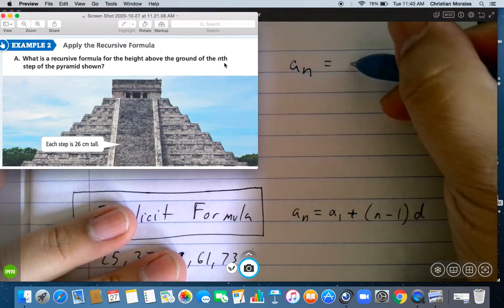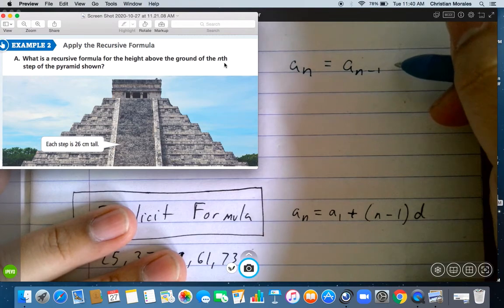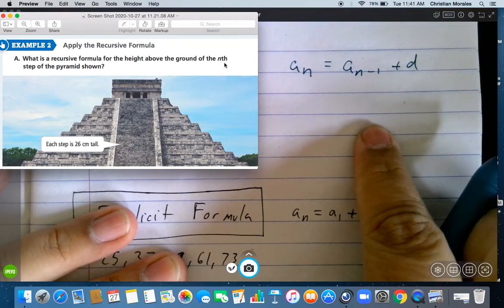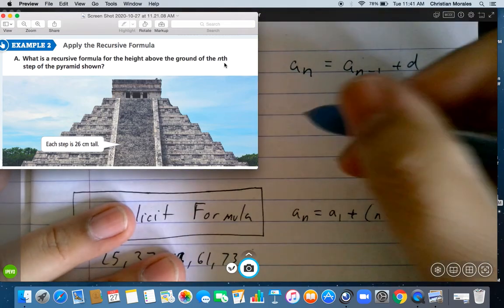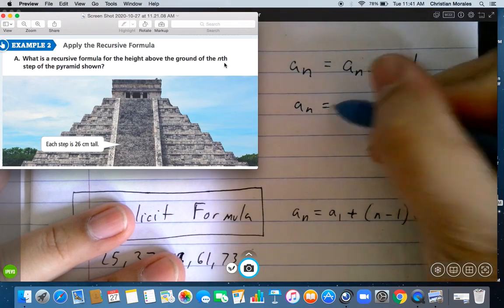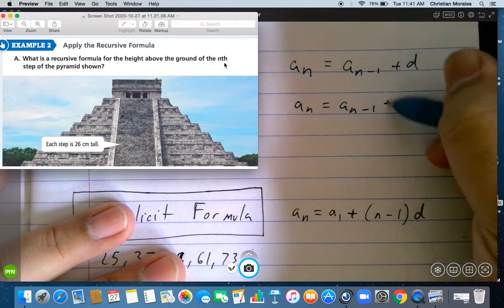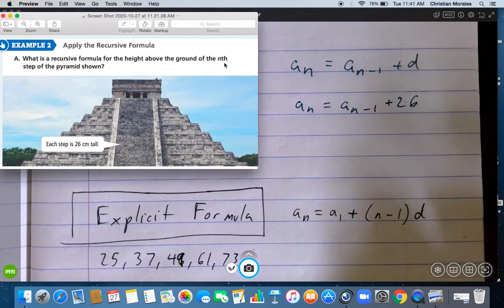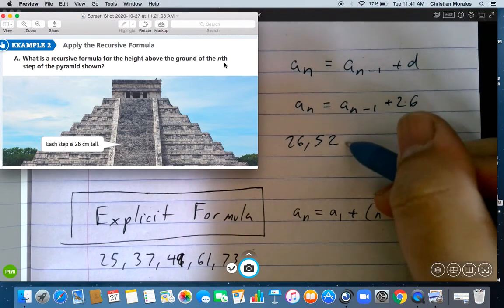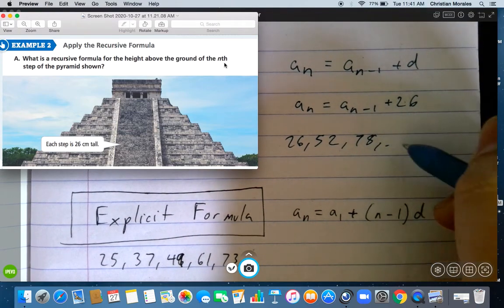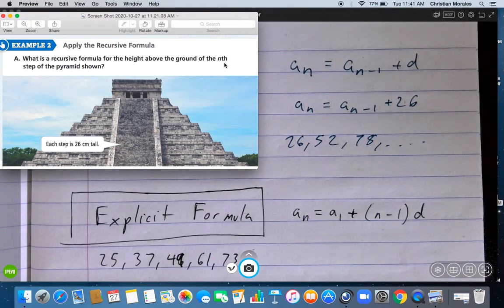So again, we're using the recursive formula. The first step is 26, the next step would be another 26. So really, the common difference is just going to be 26. And your sequence will look like this: 26, then 52, then 78, and so on and so on. You'd be adding 26 to each term to get there. Okay, but yeah, this is the formula.